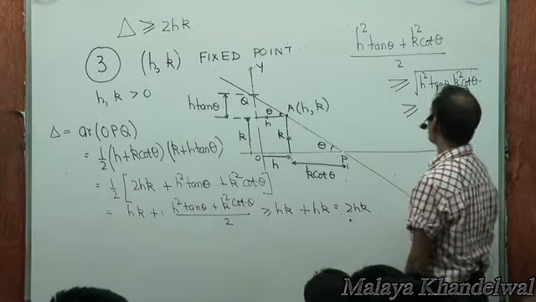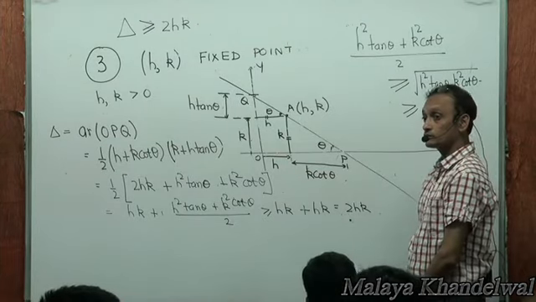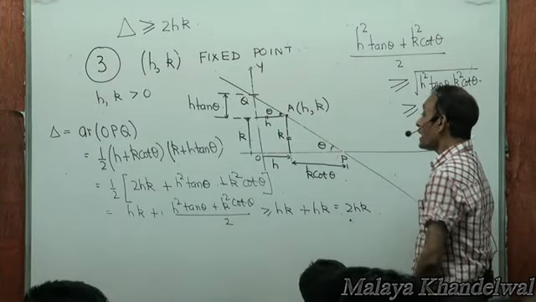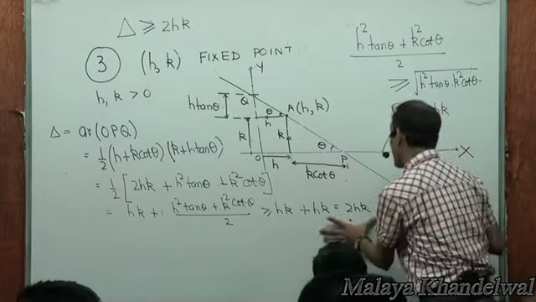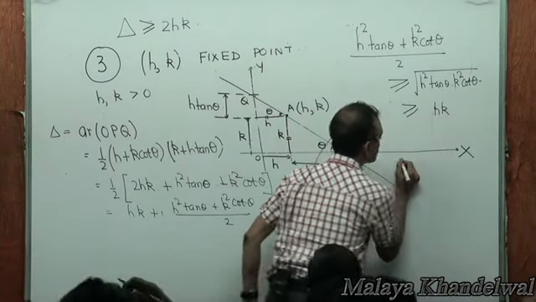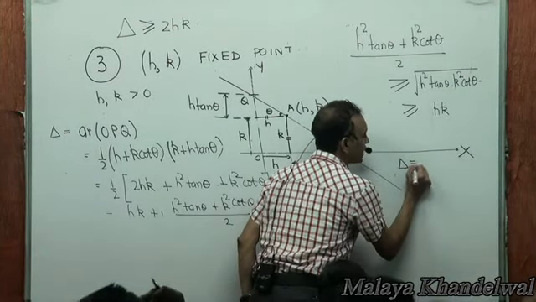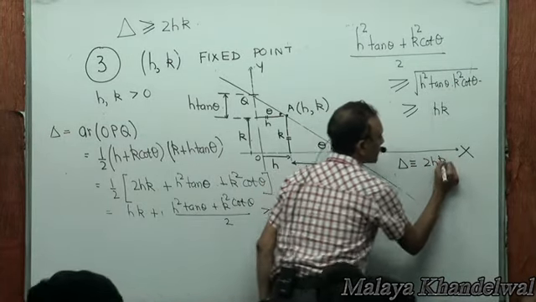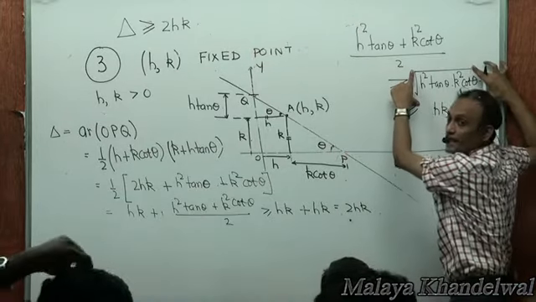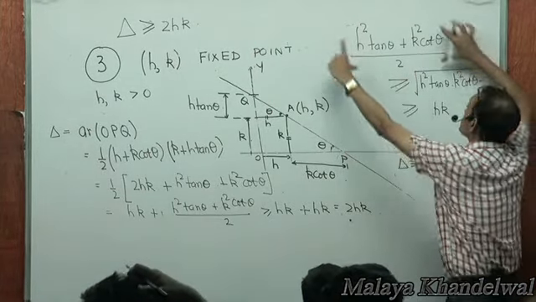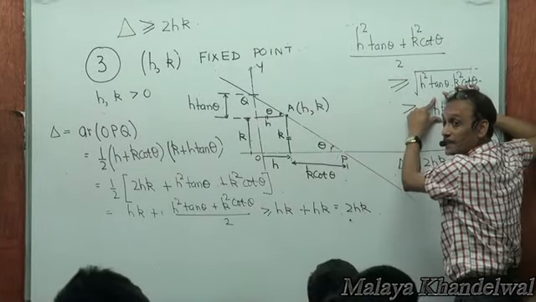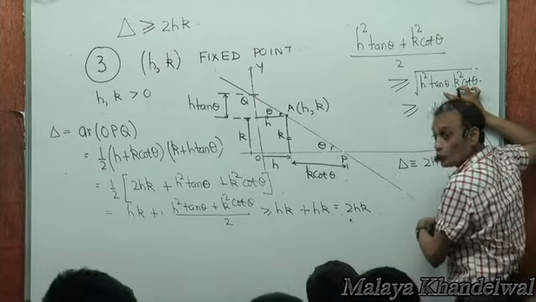That means the minimum area is 2HK. And when does that happen? When does this become equal to 2HK? Question is, when does delta become equal to 2HK? When AM will become equal to GM. This has to become equal to HK. Then delta will become equal to 2HK.